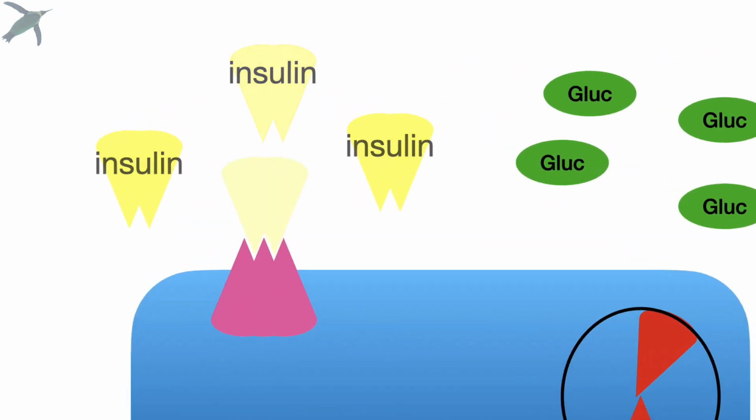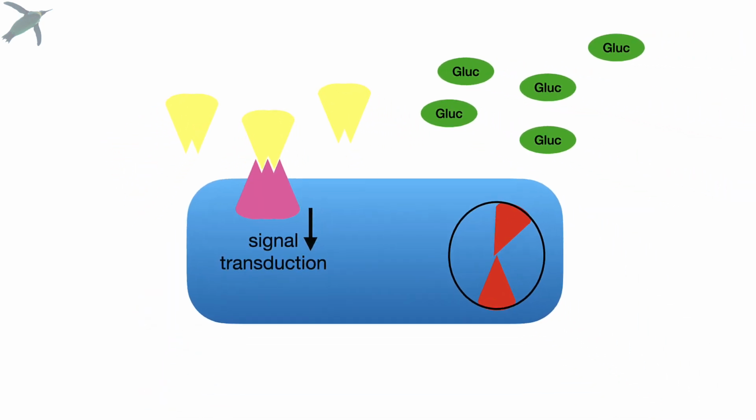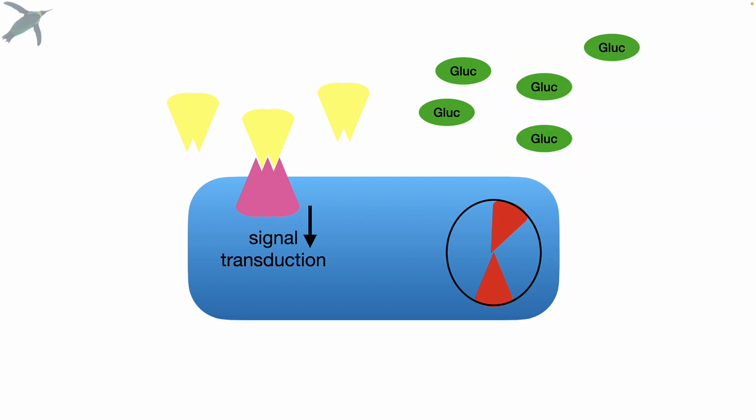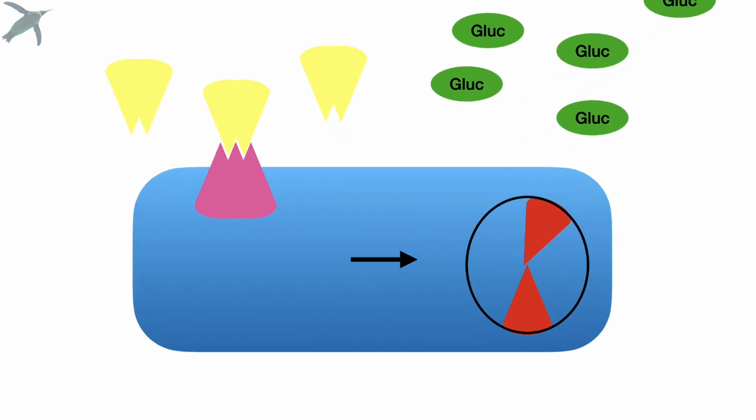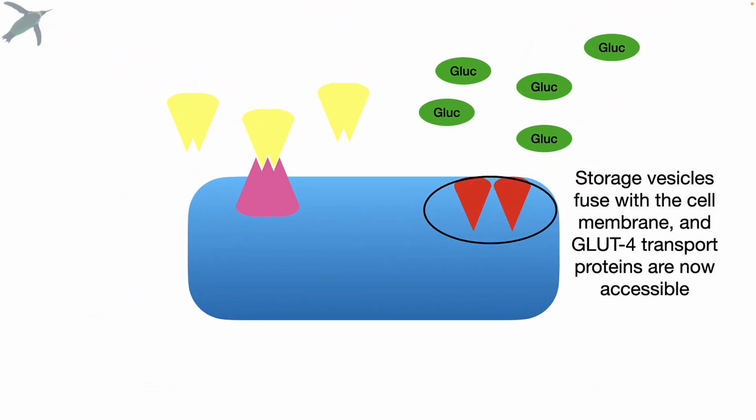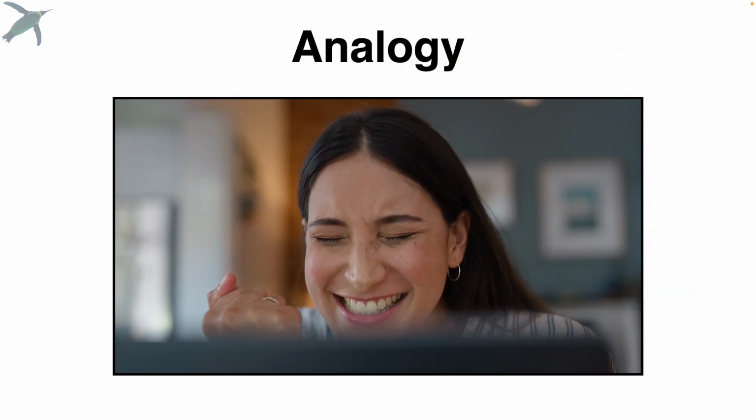So here it is. When insulin binds to its receptor, you're going to get a signal transduction. This will cause a whole cascade and it will amplify within the cell. I'm not showing any of that, but it ultimately leads to something called translocation. The storage vesicles will fuse with the cell membrane and those GLUT4 proteins are now accessible. Okay, don't click out. Here's a good analogy.